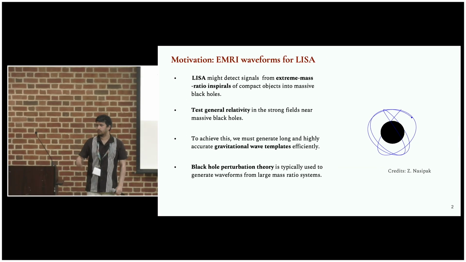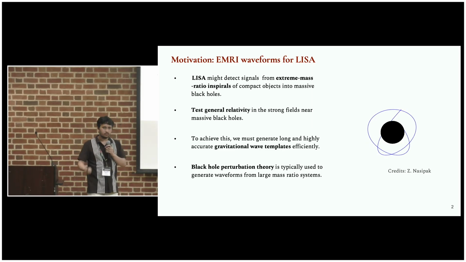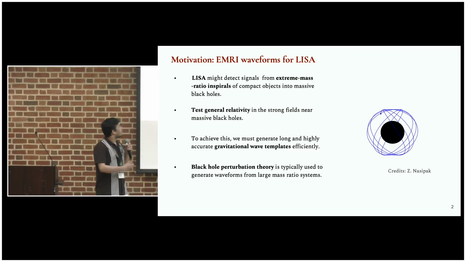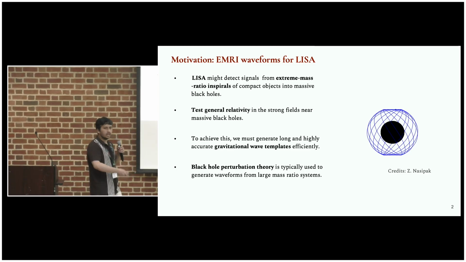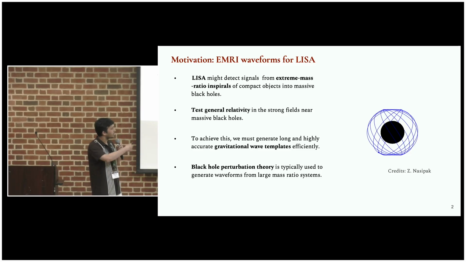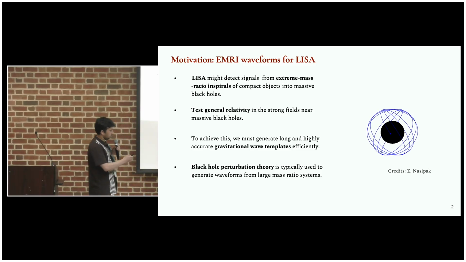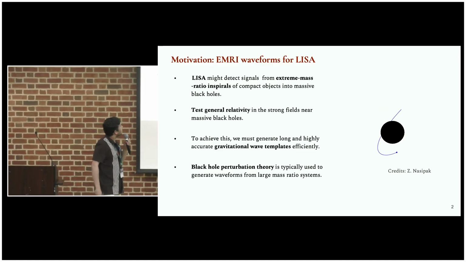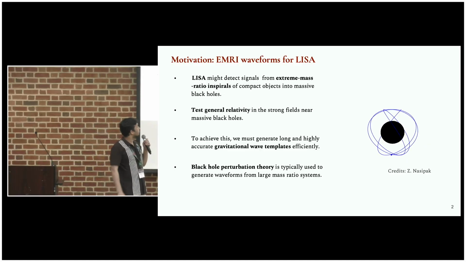Okay, so to motivate why we need to solve the Teukolsky equation in the first place, what we know is that LISA might detect signals from extreme mass inspirals, where we have objects of stellar mass inspiraling around a much larger black hole, like a supermassive black hole at the center of a galaxy, like the system shown here. And we would need to test GR in the strong field regime because these systems would have a lot of orbits in the strong field.